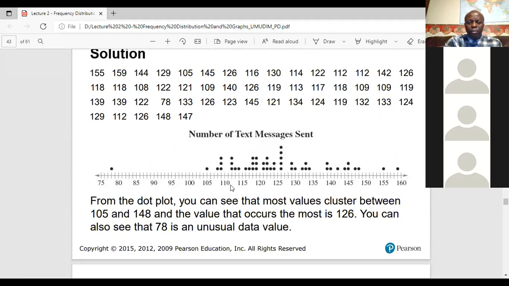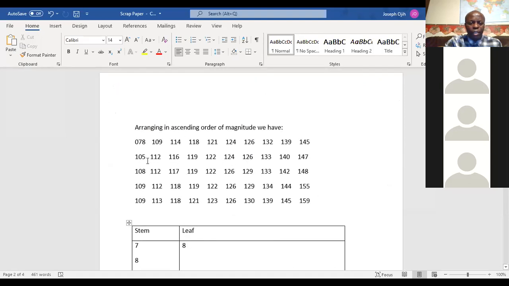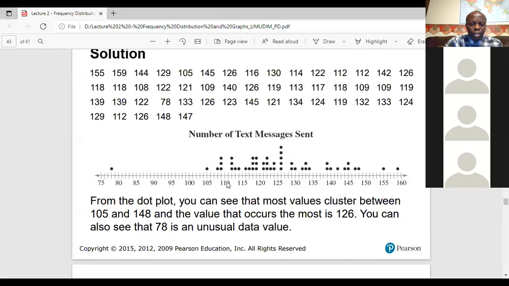Now, if you remember, in our data set, there's a number that repeated, the one that I withdrew on the stem and leaf plot. Look at this number I repeated. I got 112, 112, 112. So when you go to the dot plot, you see that we have 112 here, right? 112, 112, and so on. So that's basically what a dot plot is.